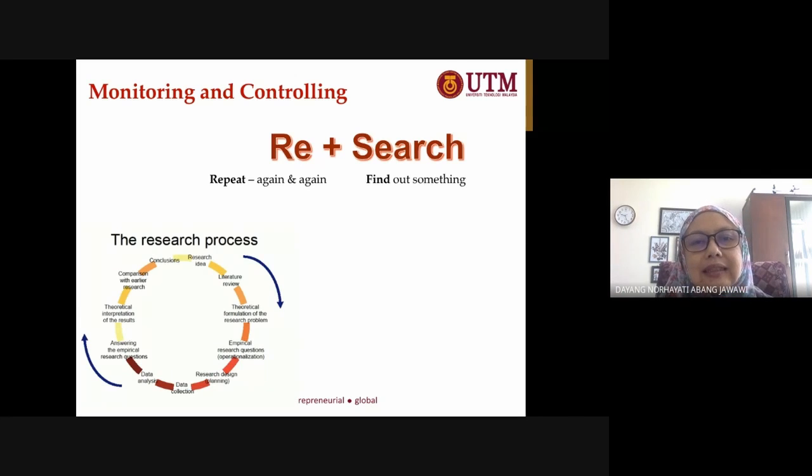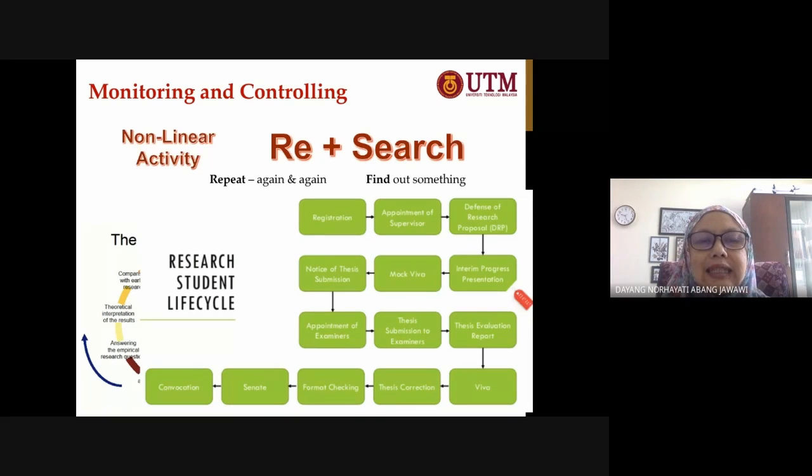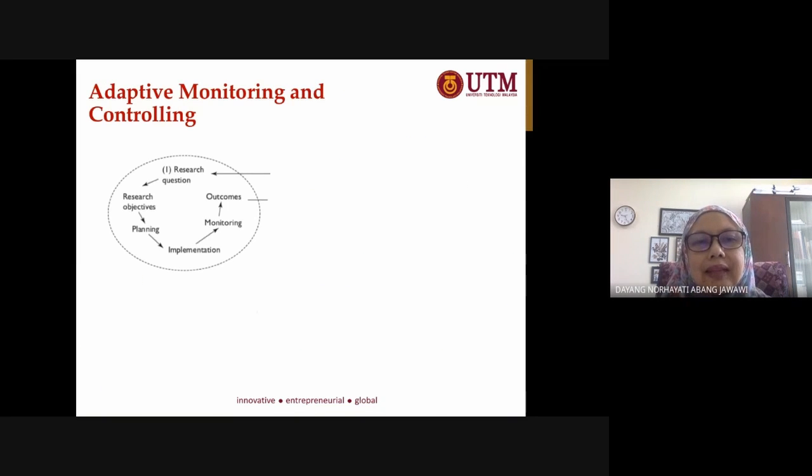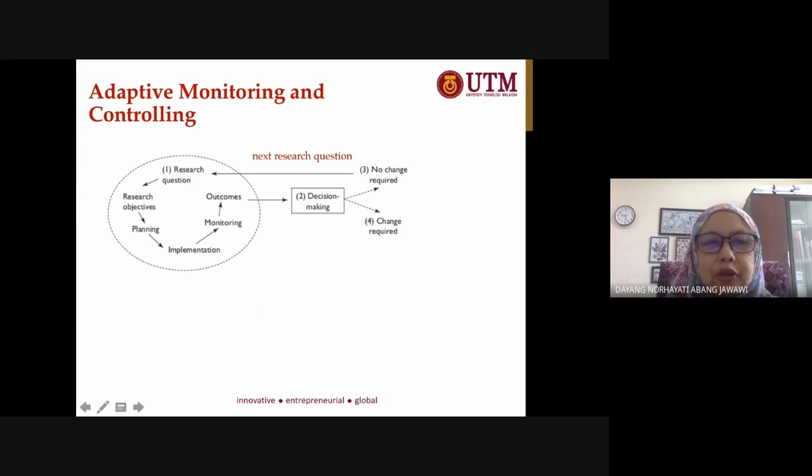This is a linear expression of research. Actually, research is not linear. I show you one example of the way we can monitor and control work, where after you complete the first objective, you need to decide whether you need to redo the objective or not. If you need to redo, then you need to do the research part. But if you complete it or are satisfied with the first objective or problem, then you can go to the next objective.